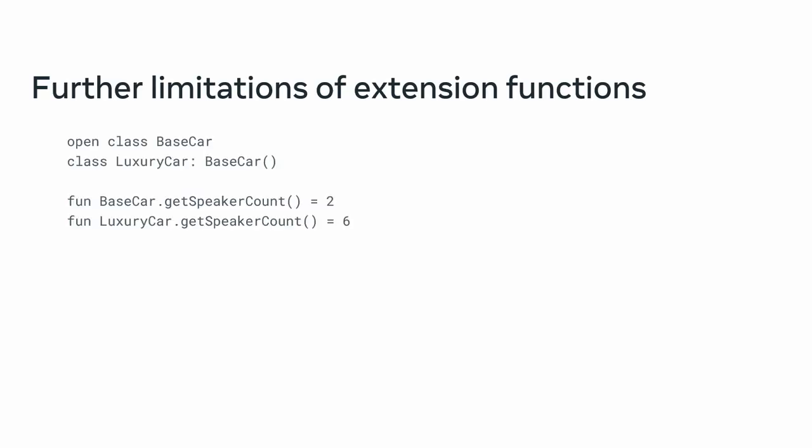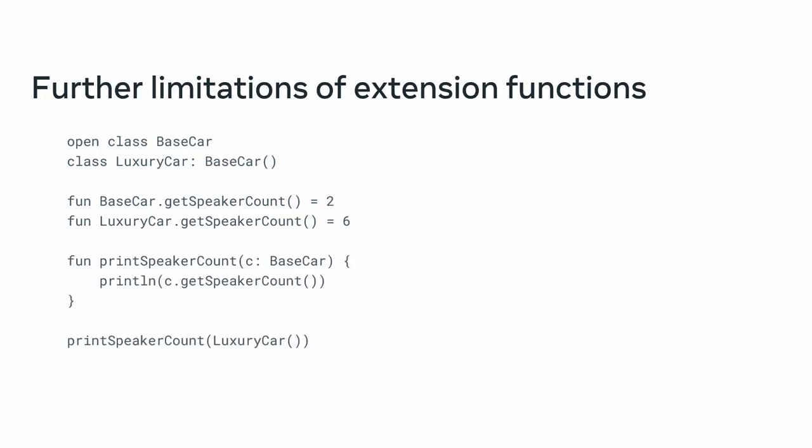Say you have a class called BaseCar that represents the base variant. It is marked with the open keyword that allows it to be inherited. Another class, LuxuryCar, inherits this class. Both the classes define a function called getSpeakerCount that returns the number of music speakers that the variant has. Now, if you define a function printSpeakerCount with a parameter of parent type BaseCar that prints its speaker count and call it using an object of type LuxuryCar, it will print 2 instead of 6.